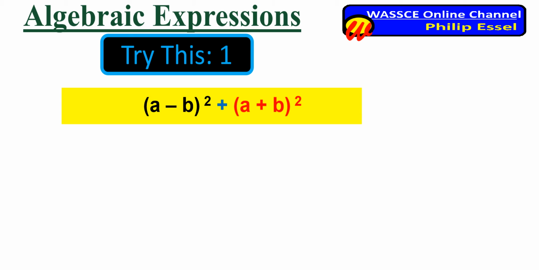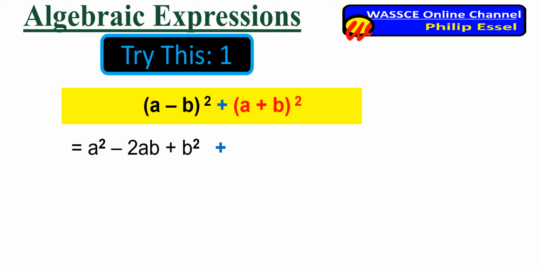So (a minus b) squared would give us, first let's take the a squared, then we take our minus sign, then we bring our 2 multiplied by our a and the b, then we take plus, then we take our b and square it. So that's how this perfect square (a minus b) squared can be expanded. Let's now write our plus sign.